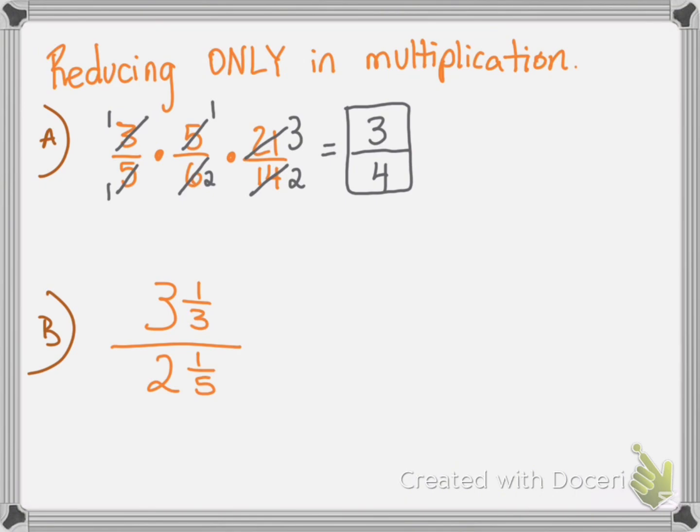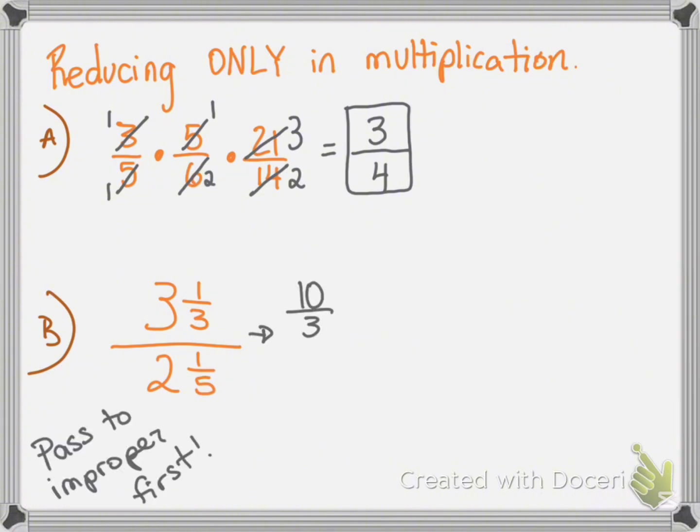All right, let's do this other one that has a division. Remember, a fraction is a division, so I have to pass this first to improper. I always pass first to improper. The way we do this is that we multiply 3 times 3 is 9 plus 1 is 10, and then we keep the denominator. And we do the same here. 2 times 5 is 10 plus 1 is 11 fifths.